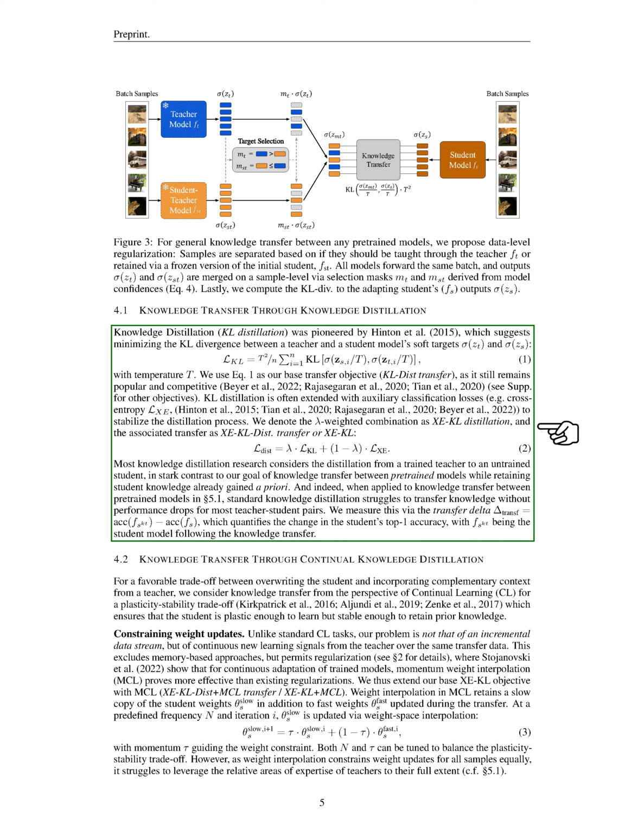We use this method as our base transfer objective because it's still widely used and competitive. Knowledge distillation is often combined with auxiliary classification losses, such as cross-entropy, to stabilize the distillation process. We refer to this combination as KL distillation, and the associated transfer as KL dist transfer. Most research on knowledge distillation considers the transfer from a trained teacher to an untrained student.